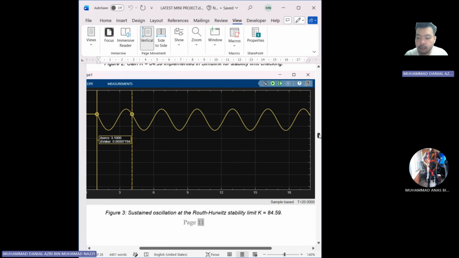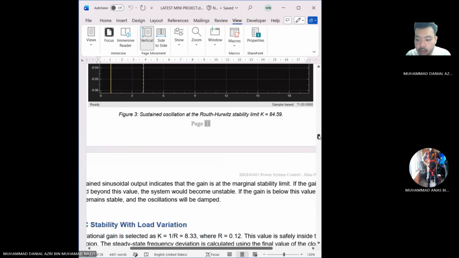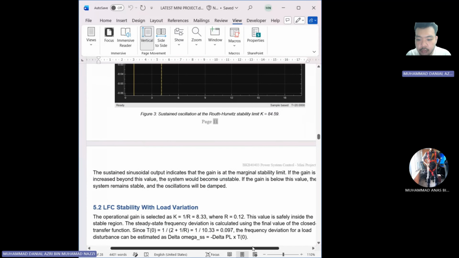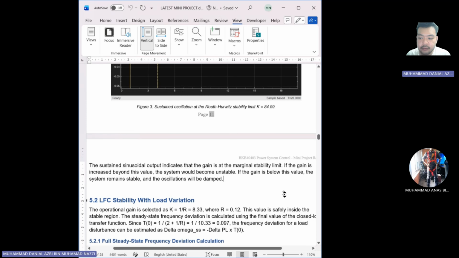So moving to the simulation output. This is the oscillation at the Routh-Hurwitz stability limit, K is 84.59. The conclusion we get from this simulation is that the sustained sinusoidal output indicates that the gain is at the marginal stability limit. If the gain is increased beyond this value, which is 84.59, the system would become unstable. While if the gain is below this value, the system remains stable and the oscillation will be damped. So that's for task 1.